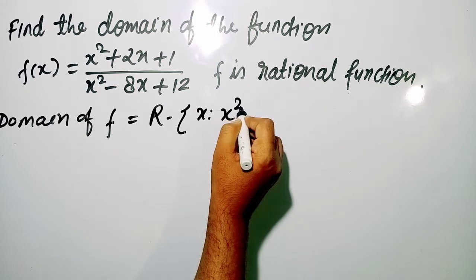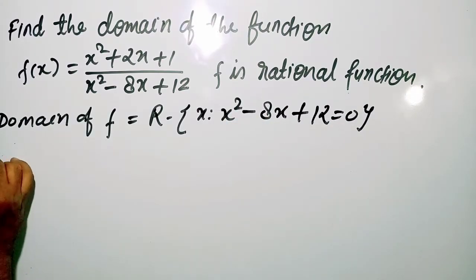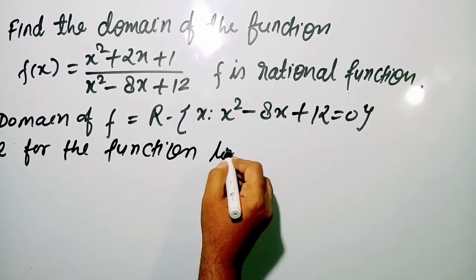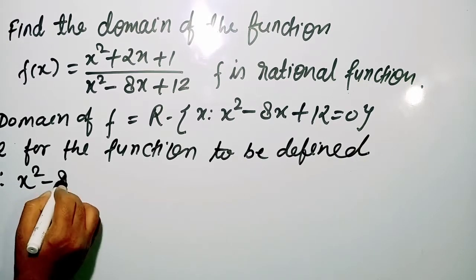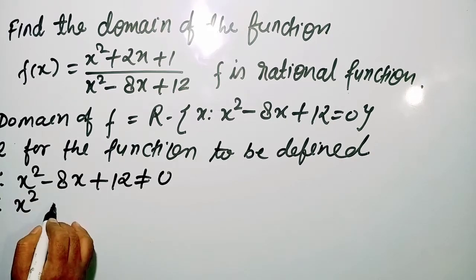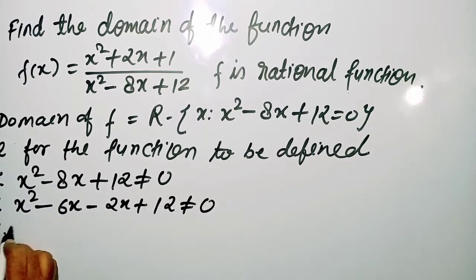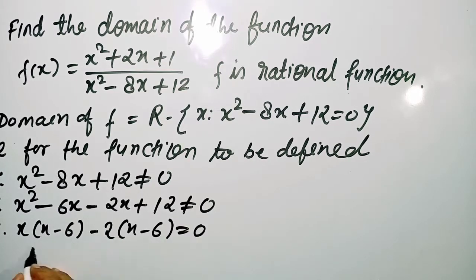Domain of f is equal to R minus the zeros of the denominator. So first of all, for the function to be defined, the denominator does not equal 0. So x square minus 8x plus 12 does not equal 0. So we can factorize this. We know, students, how to factorize these things. So after factorizing, what are we getting?